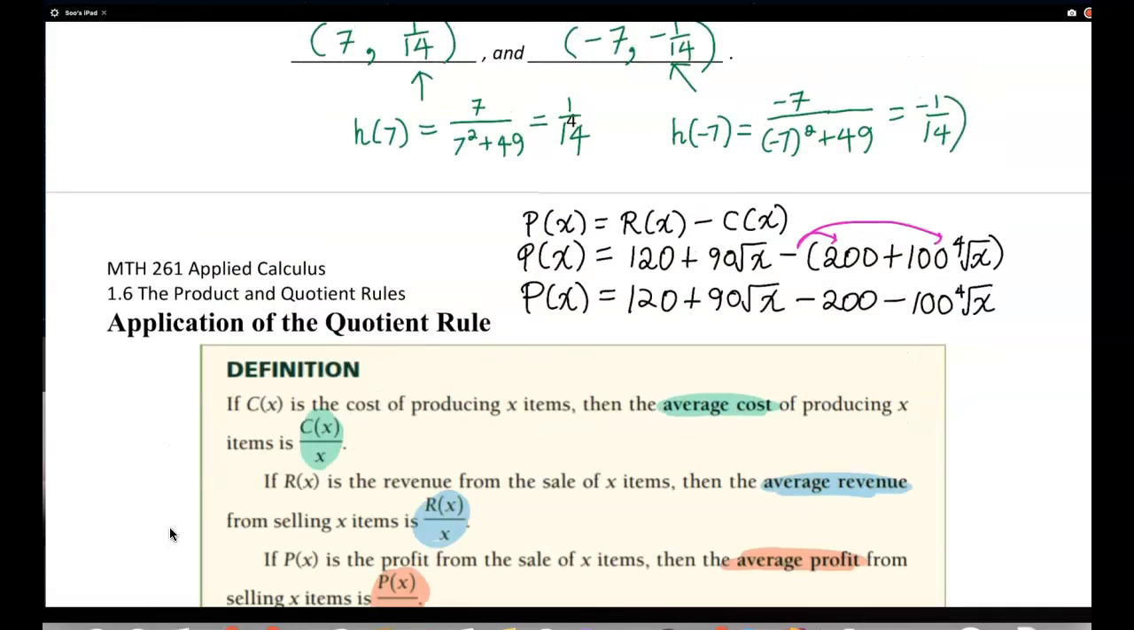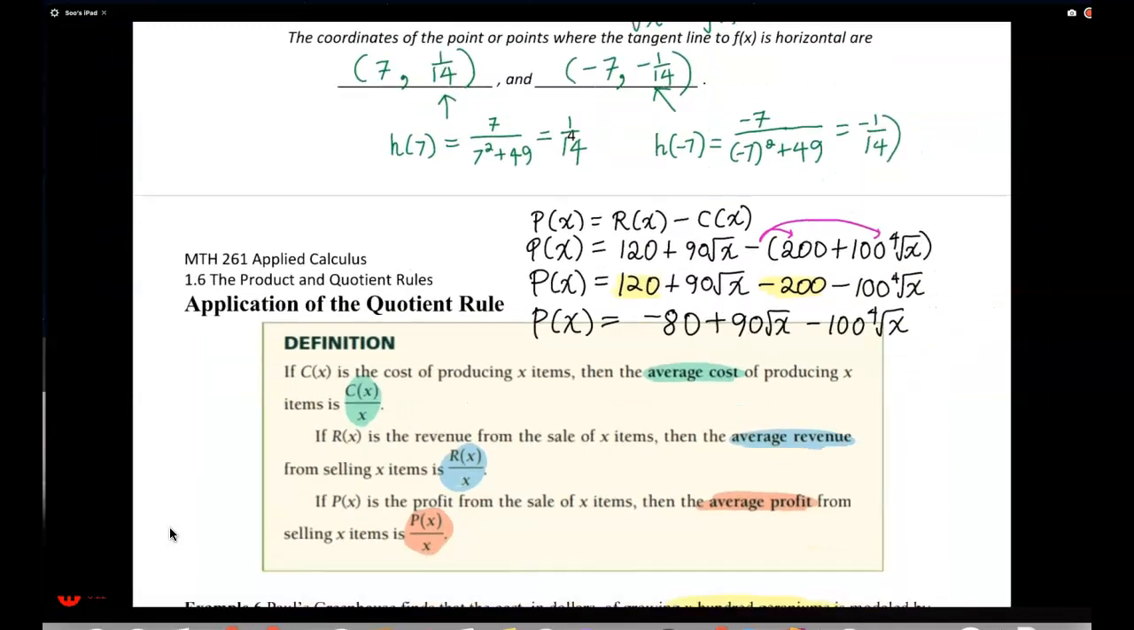Okay, and then I'm going to simplify by combining some like terms, which is 220 minus 200. That's going to give me negative 80 plus 90 square root of x minus 100 fourth root of x. There's no more like terms, so I found Pohl's Greenhouse's profit function. Let's see if that's going to be useful anytime soon.